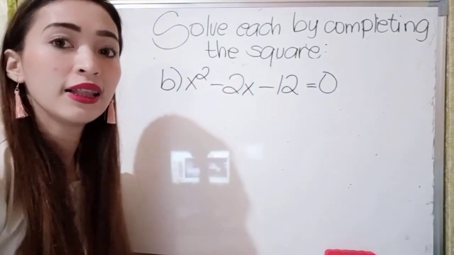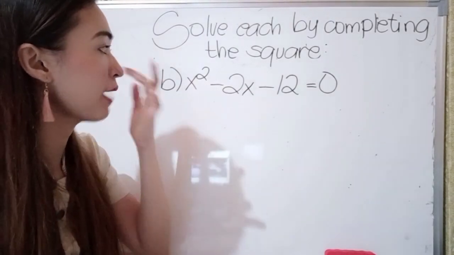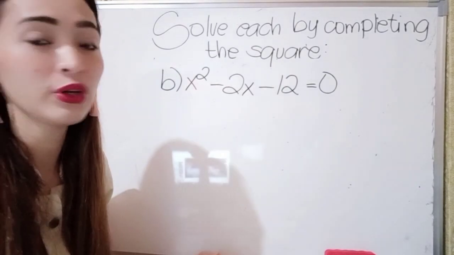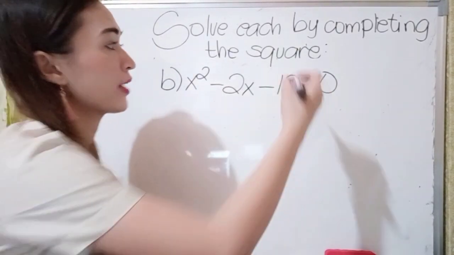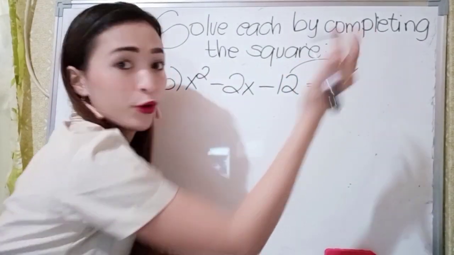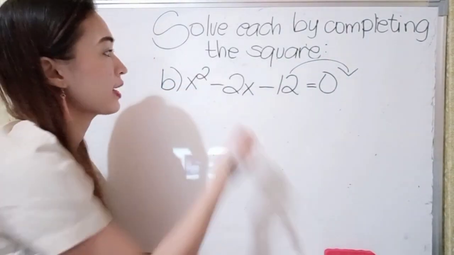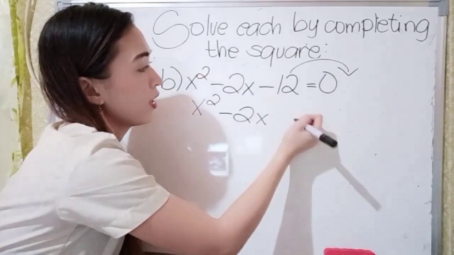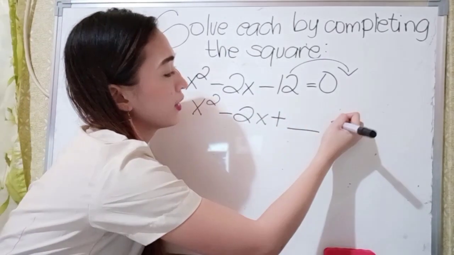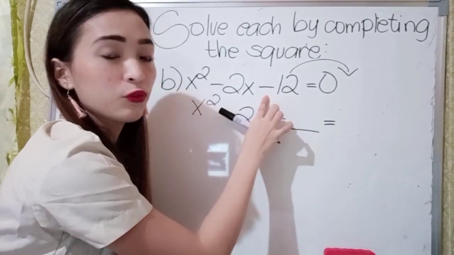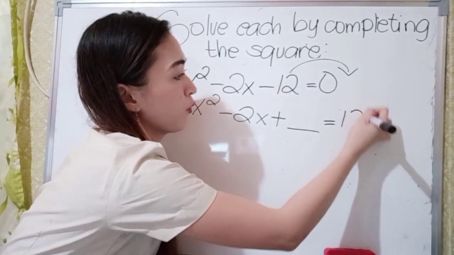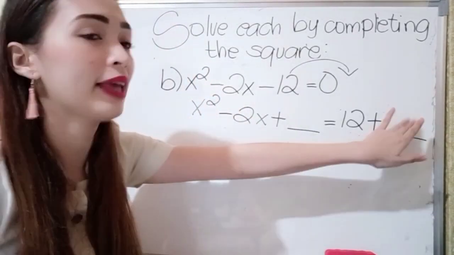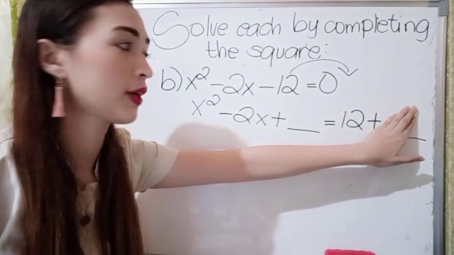The quantity of x plus 4 squared equals 14. Okay, next, letter B, we have x squared minus 2x minus 12. So again, what we're going to do is to transpose C to the right. So negative 12 transpose to the right. So it will become x squared minus 2x plus blank equals, so negative 12 will become positive 12 plus blank. Later, we will complete again this part.